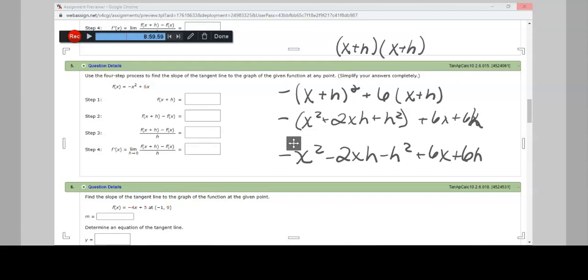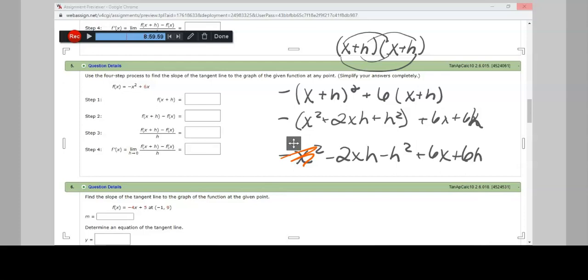Remember, this is an h. Okay, so now I'm going to combine like terms. So FOILing, hang on just a second. FOILing is x squared plus an xh plus another xh plus h squared. So that's where the 2xh came from.